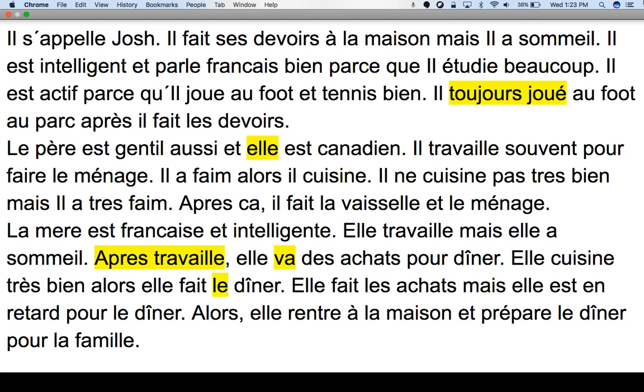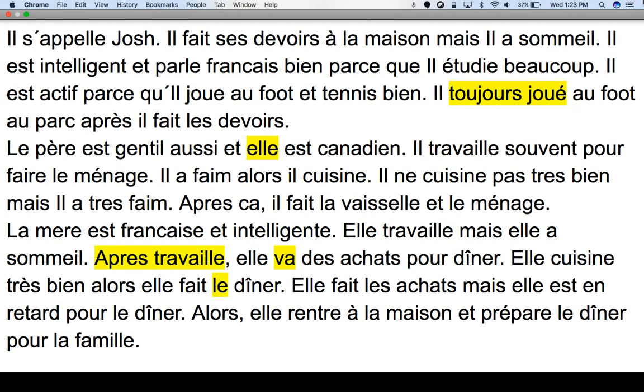Le père est gentil aussi et elle est canadien. He means to say il. We often mix up il and elle when learning French, because especially if we speak Spanish, they can look mixed up to us. Après travail, after work, sounds right in English, not quite right in French, but I know what the writer means, so I accept it.